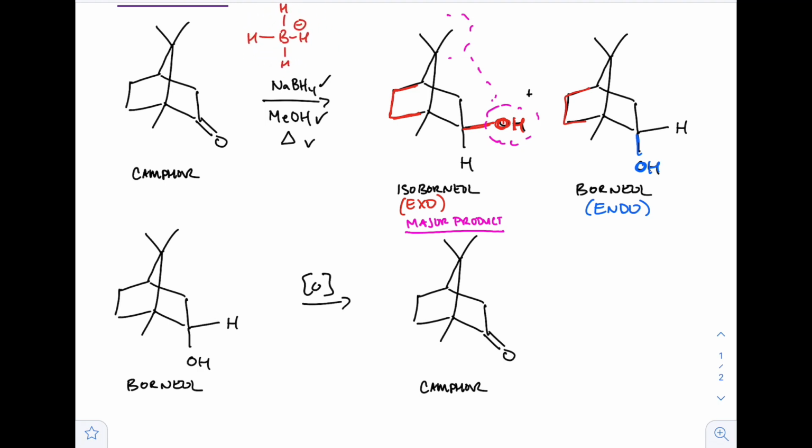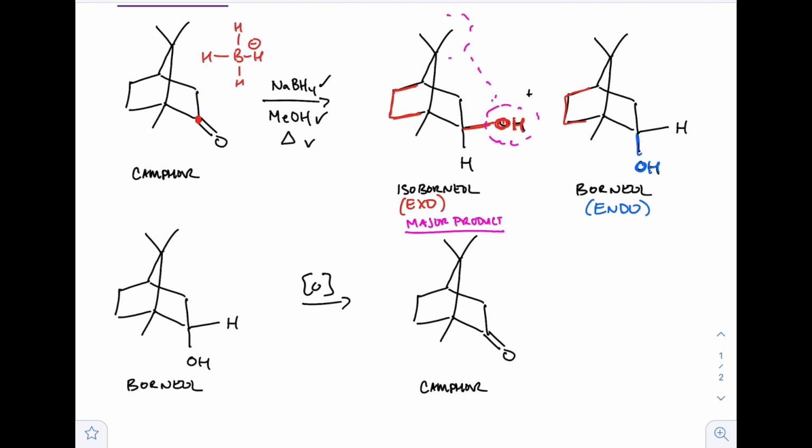There we go. So he can come along from the top and then have that hydride attack the carbonyl carbon, right? This guy right here, or we can have this guy come along from the bottom and attack the carbonyl carbon from the bottom. So attacking from the bottom would give us the major exo product, the isoborneol, and then attacking from the top would give us the minor endo product, just the borneol.